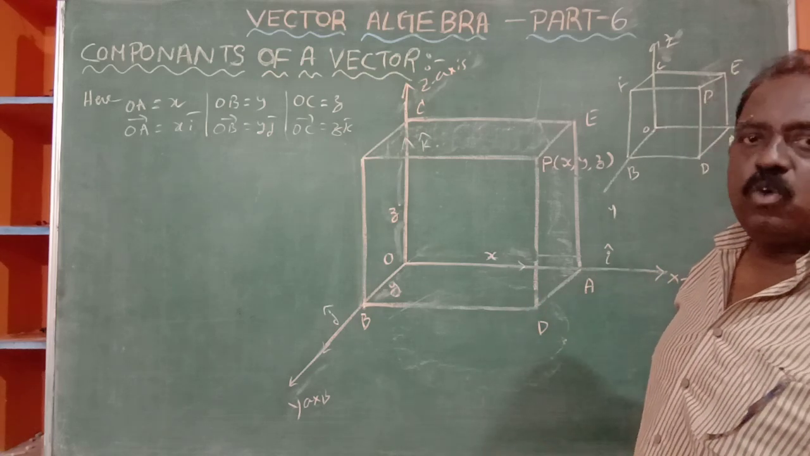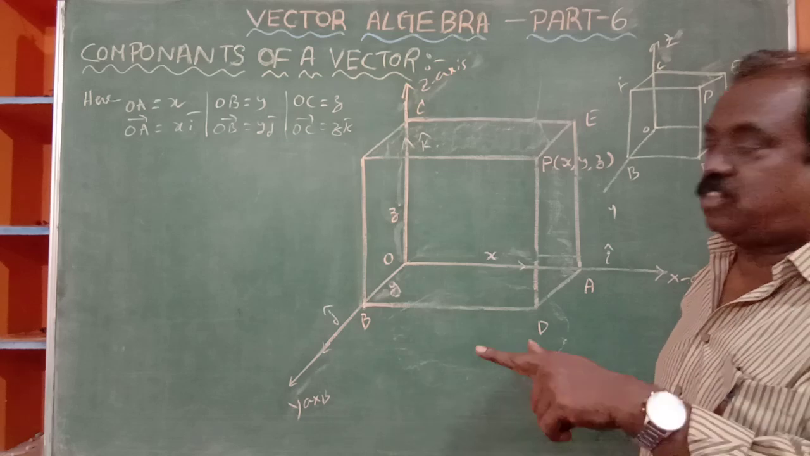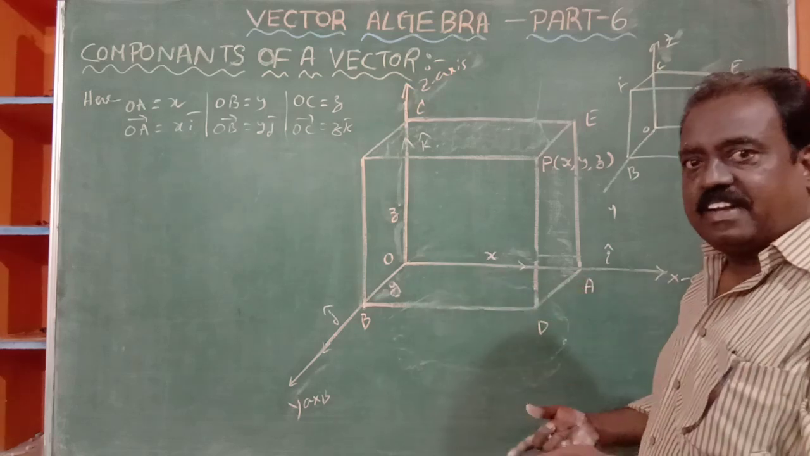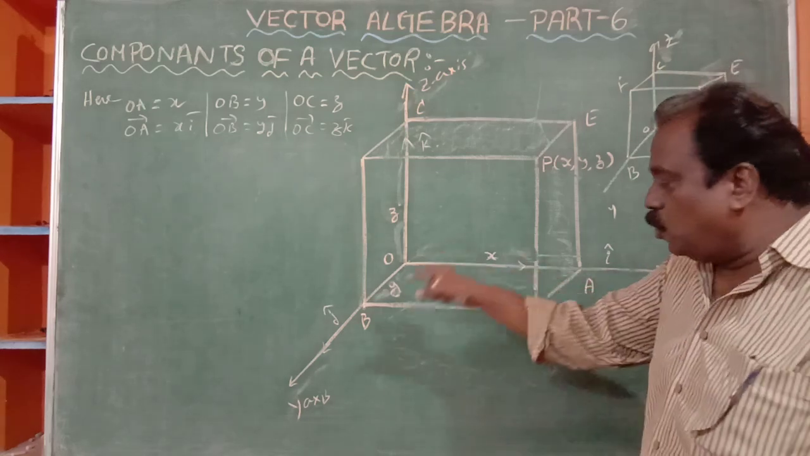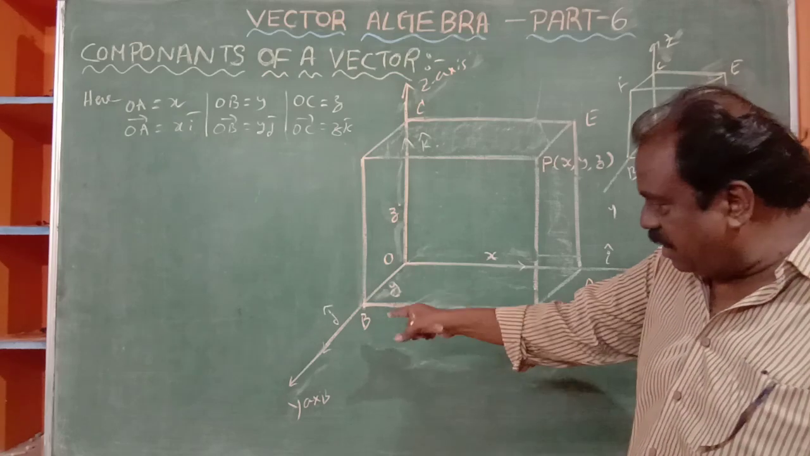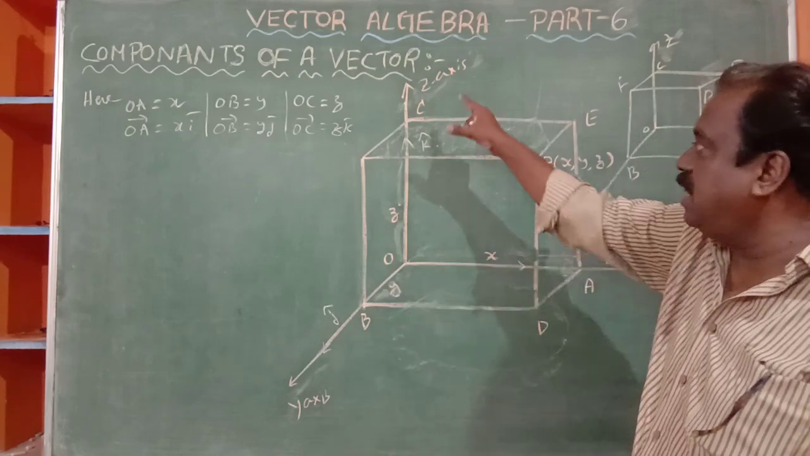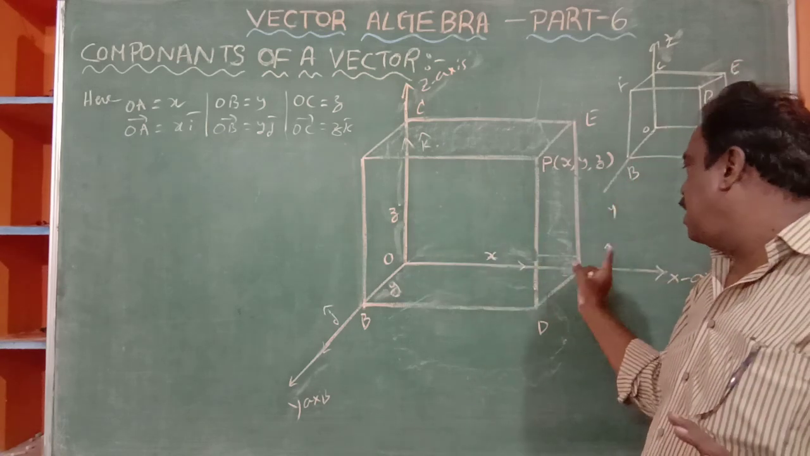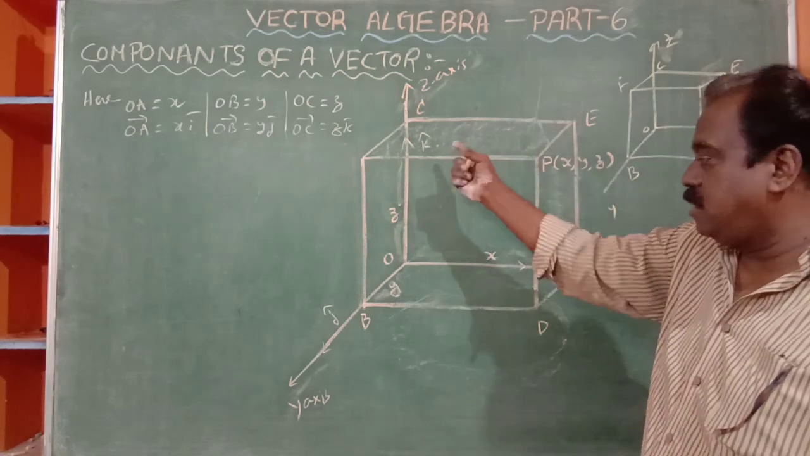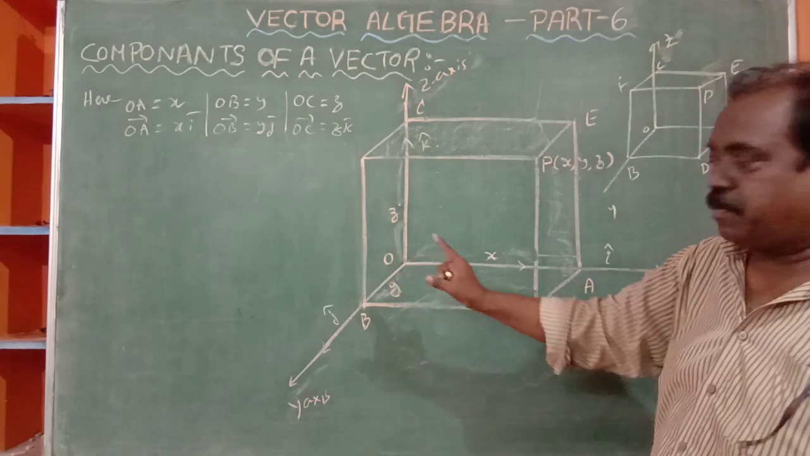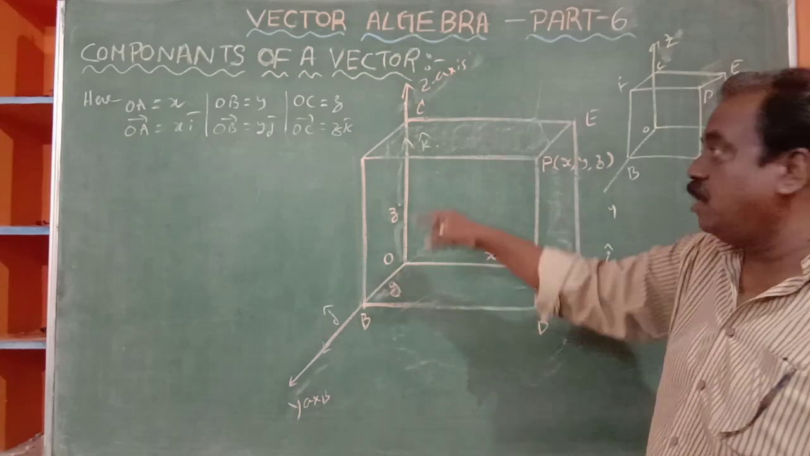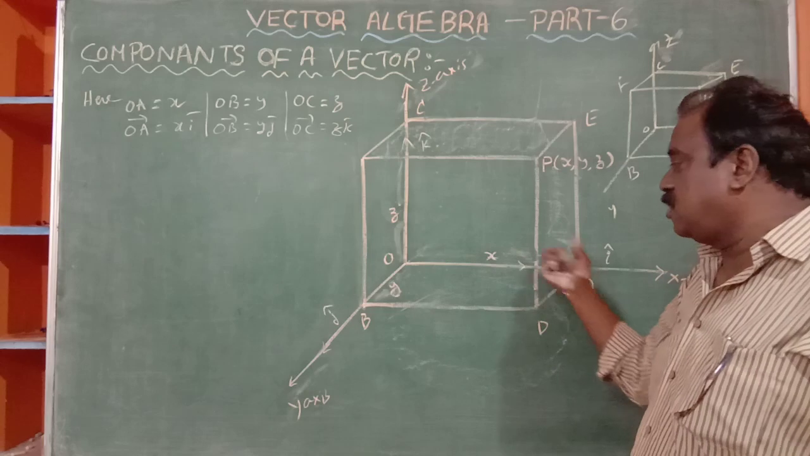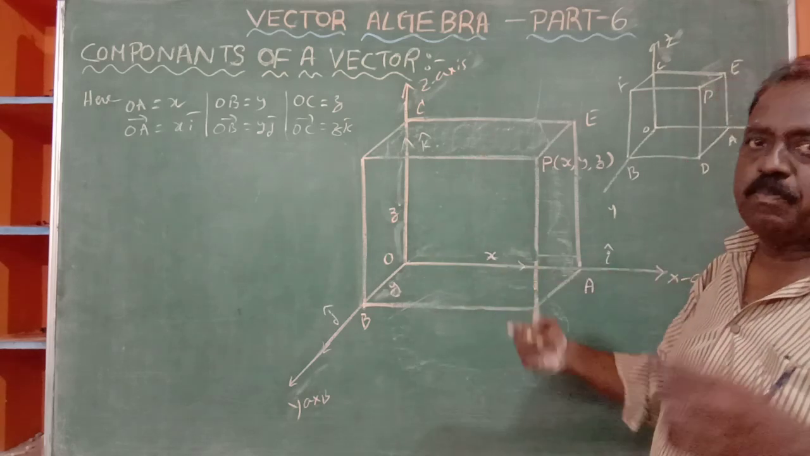Unit vector means one unit length and direction is there. O to x is the direction, which is i cap. O to y is the direction, which is j cap. O to z is the direction, which is k cap. And i is perpendicular to j, j is perpendicular to k, k is perpendicular to i. So they are mutually perpendicular. That means x, y, z are mutually perpendicular axes.